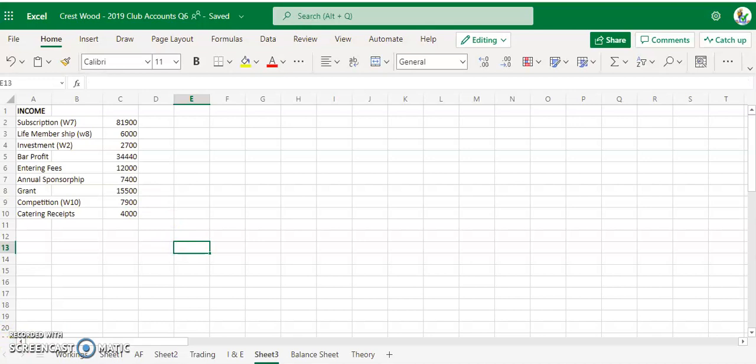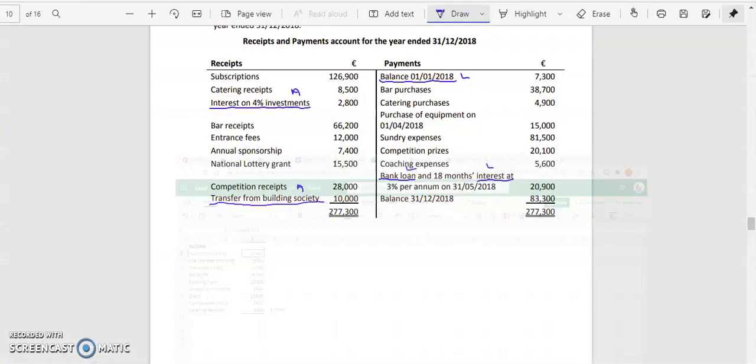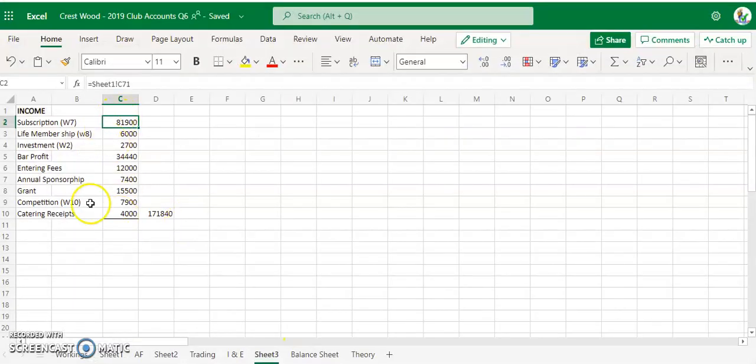So competition, 7,900. Add them up, then your income is going to be 171,840. So remember all what we did for each one of these. We worked down to each one of the items that we had in our receipts. If it needed to be adjusted, we adjusted it by doing a working, and then we just put them straight into our income account down along and got a total of our income.